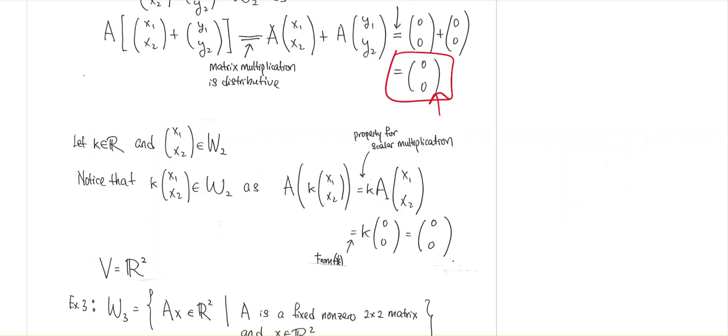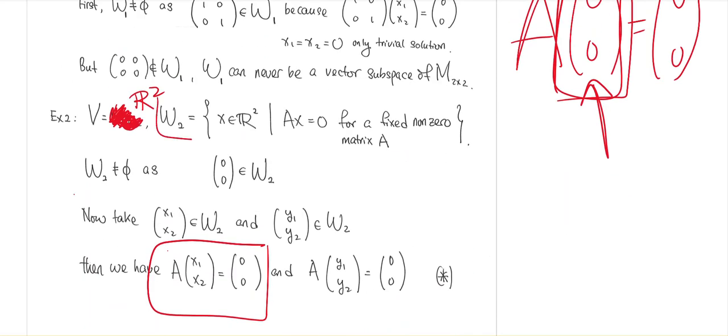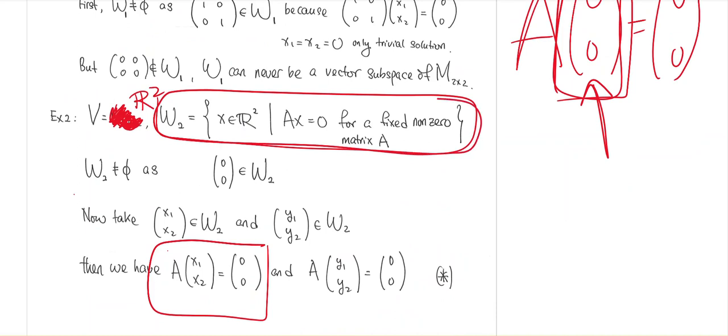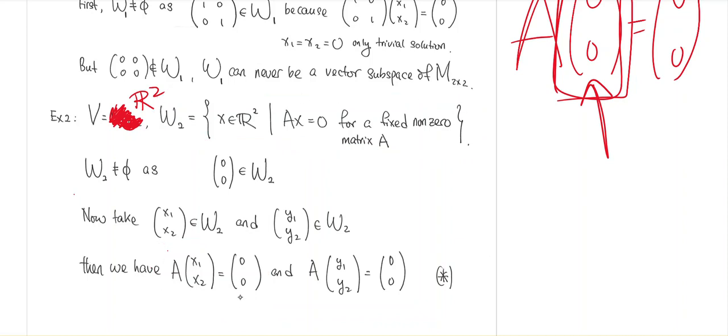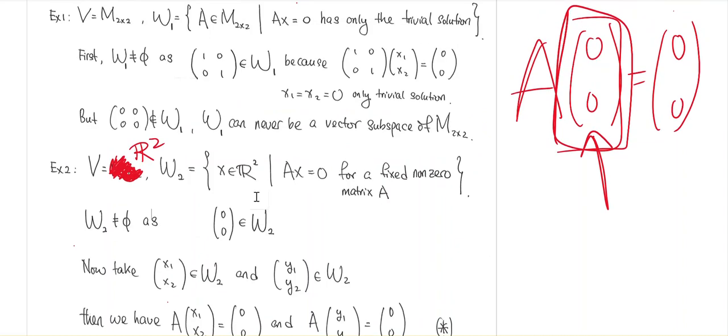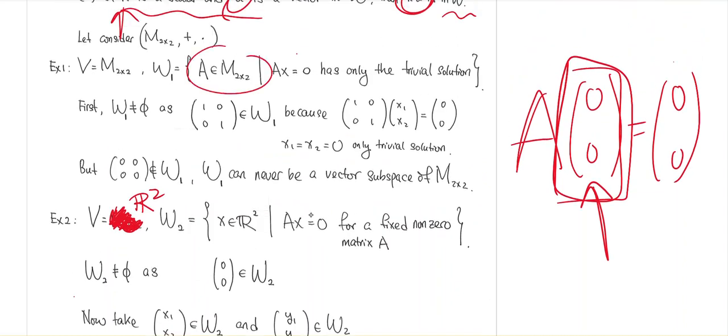So by theorem 4.2.1, this W2, our little set here, is not only a subset of R2, but is actually a subspace of R2. All right, so I hope it makes sense. And let me remind you, we want to look at all these examples that look kind of similar, but the sets are very different. Here we do have A, and here we do have A, but here the sets are all 2 by 1 column vectors. Here they are 2 by 2 matrices. So you have to be extra careful reading these set-builder notations.